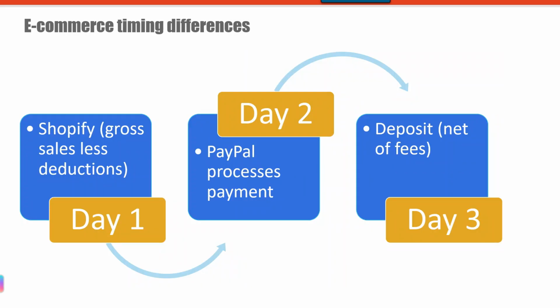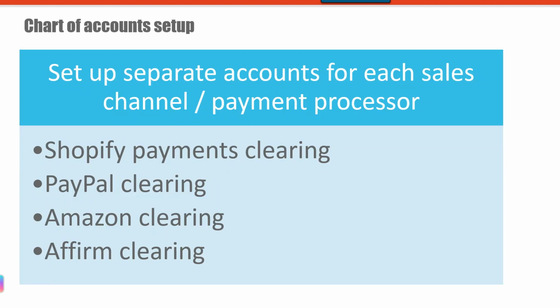Here's an example of the timing differences that we encounter when doing e-commerce bookkeeping. So let's take a look at day one. Day one, you have a sale in Shopify. Then let's say that on day two, PayPal, as the payment processor that you're using, processes the payment. And on day three, PayPal deposits that money into your bank account, and the deposit that is received is net of fees. So we need to set up some things in QuickBooks in order to be able to track all of this activity in a way that is streamlined and so that we don't clutter up the books.